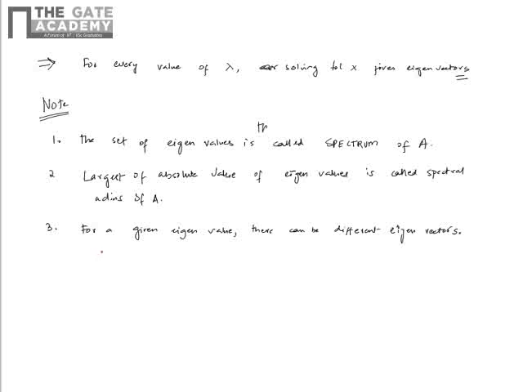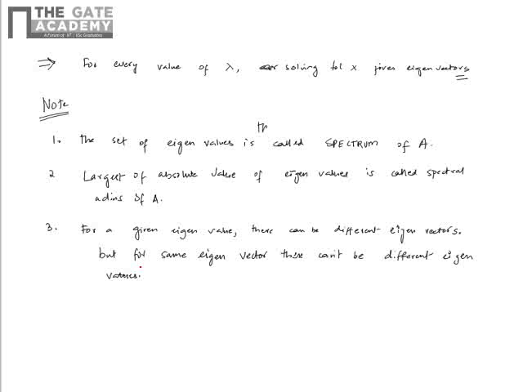But for the same eigenvector there can't be different eigenvalues. What it means is that for a given eigenvalue there can be different eigenvectors, which we'll see, because the set of simultaneous equations has infinite solutions, as you all know, for the non-trivial case.